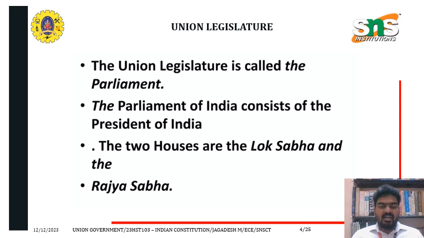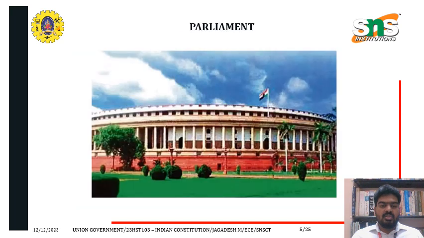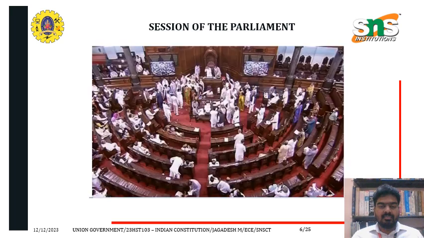The parliament of India consists of the President of India and the two houses, Lok Sabha and Rajya Sabha. This picture is the parliament in our country. It is located in Delhi. Inside the parliament, the session takes place like this in this picture. You could have seen this kind of images in various news channels.